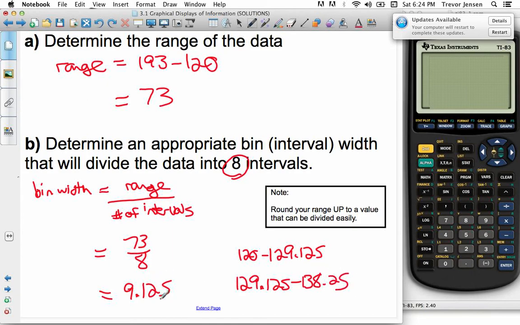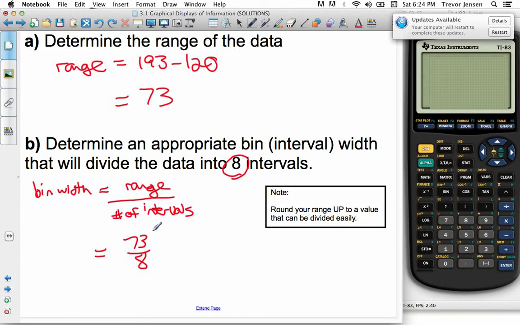So your intervals are going up by not a very nice number. It makes your graph cluttered, not very easy to read. So instead of doing 73 divided by 8, that 73 is the minimum range I need my intervals to cover. I'm going to round my range up so that when I divide it by 8, I get a nice whole number. So you need to figure out what you can round 73 up to so that 8 divides evenly into it. And the answer is I can round it up to 80.